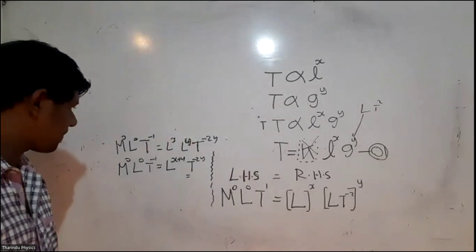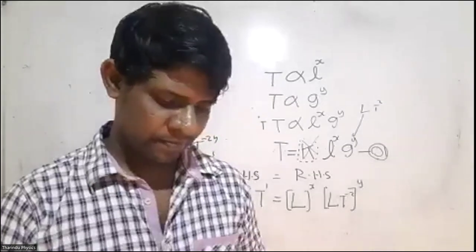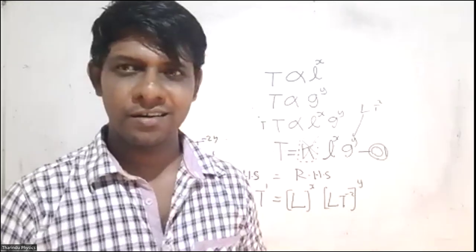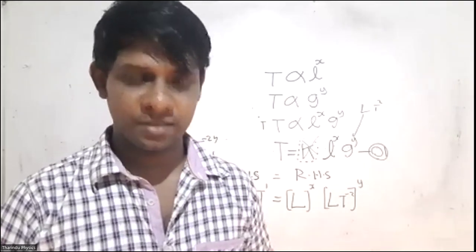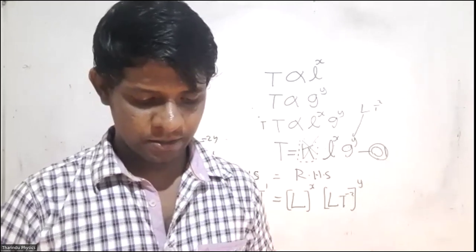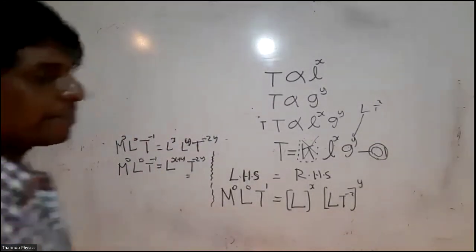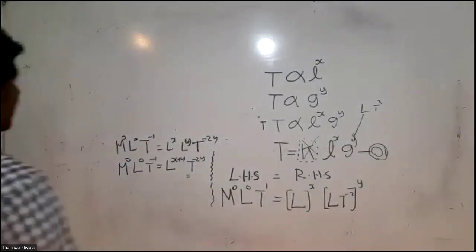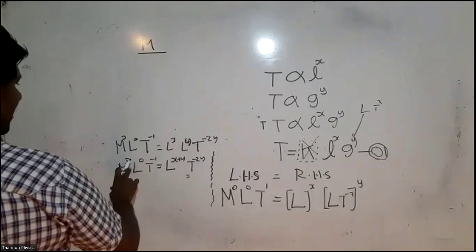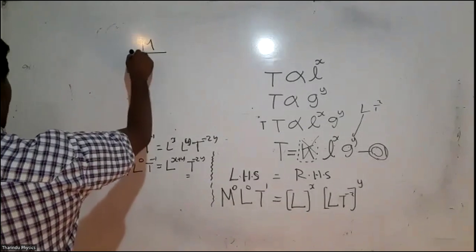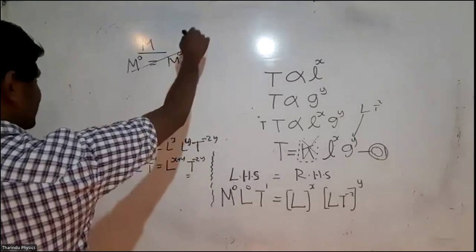Now, to check dimensional correctness, check it for each of the three dimensions separately. First for M. What is the M dimension at left? M to the power 0. On the right, there is none. So no need to consider it.